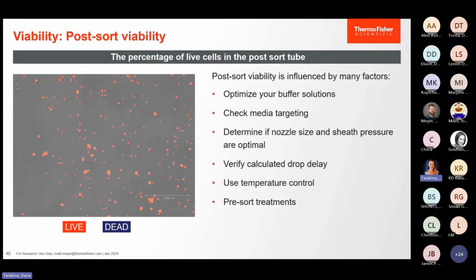Then we can look at them under the microscope and try to optimize our sorting. In this case, there are very few dead cells in the post-sort viability. There are some tips on here to help with post-sort viability, whether that's optimizing buffer solutions, checking your media targets, making sure you're landing in your tube, drop delays, temperature controls, and pre-sort treatments to improve the single cell suspension. All of these should ultimately help with post-sort viability.